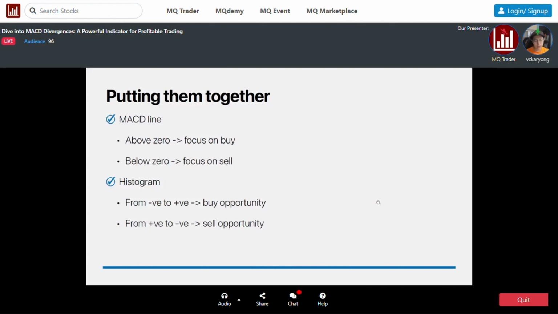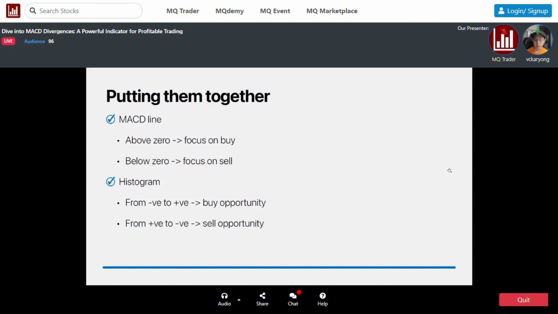Now, if I put all this together, just purely based on MACD indicator, we have the MACD line. So if the line crosses above zero, that's telling you the trend is up. If it crosses below zero, that's telling you the trend is down, okay? And of course, we can use the crossover of the MACD line and the signal line. Okay, that becomes your setup.